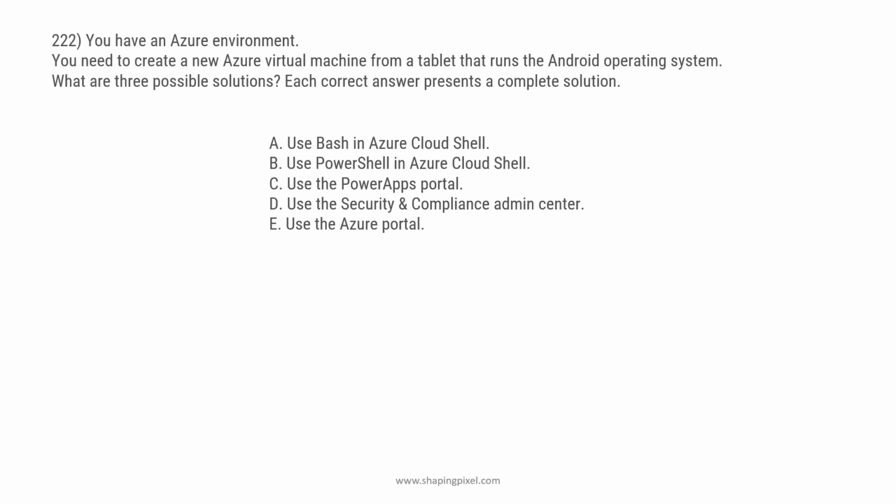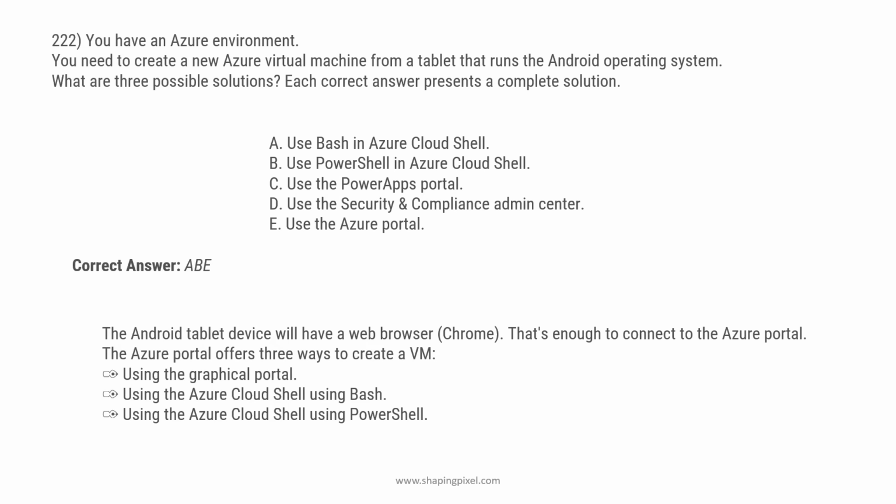Question number 222. You have an Azure environment. You need to create a new Azure virtual machine from a tablet that runs the Android operating system. What are three possible solutions? Each correct answer represents a complete solution. And you have five options. Option A, use Bash in Azure Cloud Shell. Option B, use PowerShell in Azure Cloud Shell. And option C, use the Power Apps portal. Option D, use the Security and Compliance Admin Center. Option E, use the Azure portal. So the right answer is option A and option B and E.